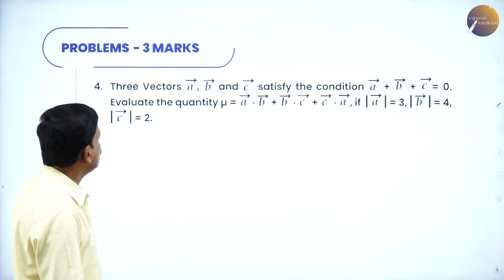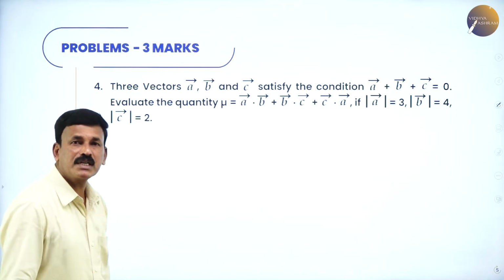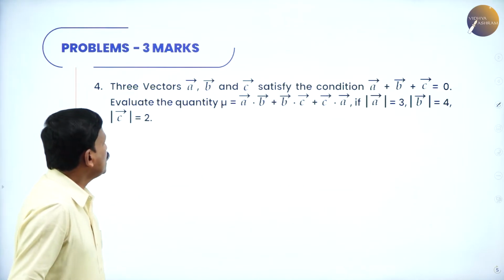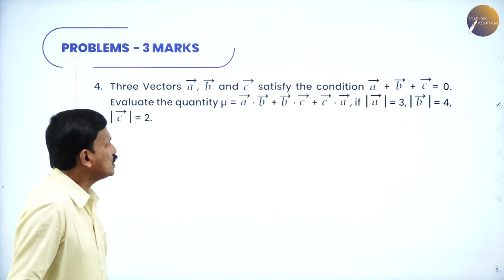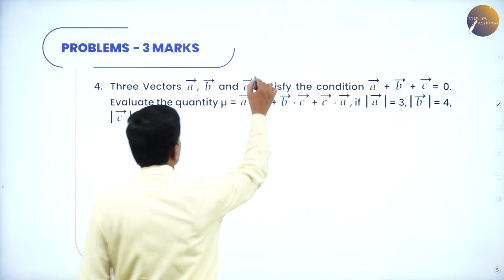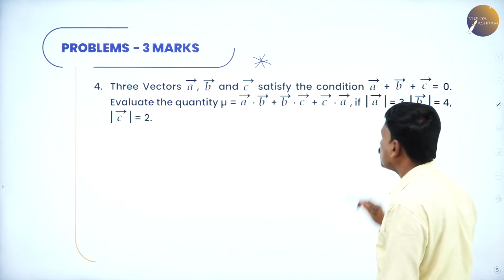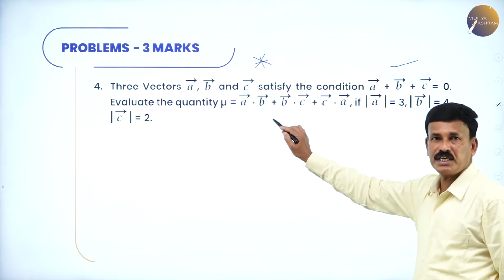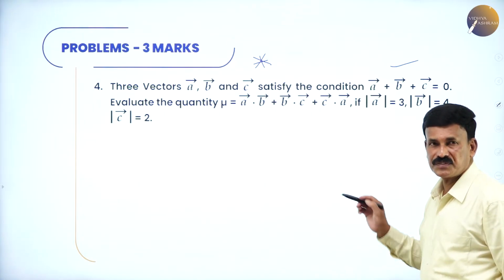Now, 3 vectors A, B, C satisfy the condition vector A plus vector B plus vector C is equal to 0. Evaluate the quantity mu is equal to A dot B plus B dot C plus C dot A if length of A is equal to 3, length of B is equal to 4 and length of C is equal to 2. This is a very, very important problem for 3 marks. What is given? 3 vectors A, B and C satisfy the condition vector A plus B plus C is equal to 0. What is required to find? To find A dot B plus B dot C plus C dot A when length of A, length of B and length of C are given.